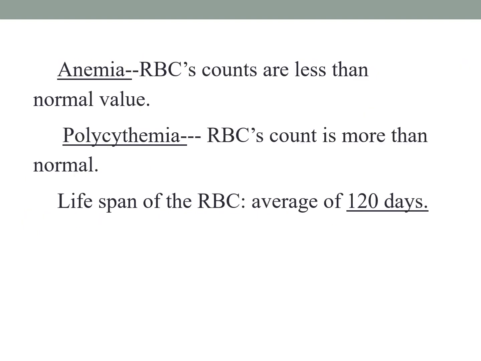Now, what is anemia? Anemia means the red blood cell count is less than the normal value. What is polycythemia? Polycythemia means the red blood cell count is more than the normal value. The lifespan of the red blood cells averages 120 days.